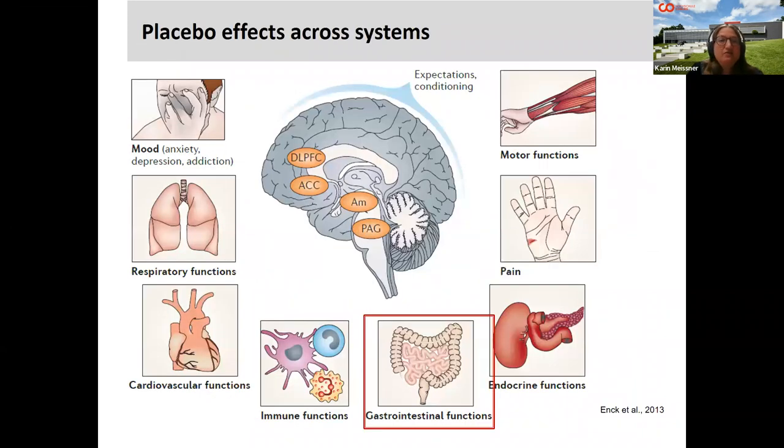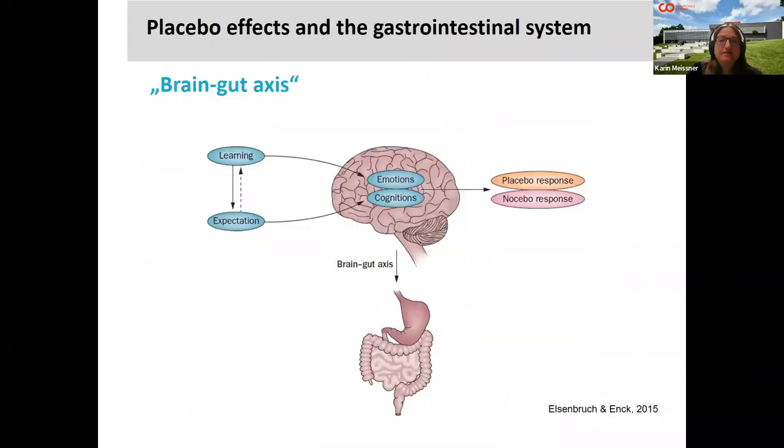And now I will also talk a little bit about the research I've done a lot and also some other colleagues, namely placebo effects within the gastrointestinal function system. This might also be an area which is of interest, especially for health psychologists, because eating and healthy food behavior is a very important topic within the field of health psychology, I think.